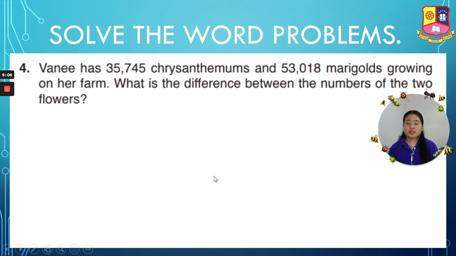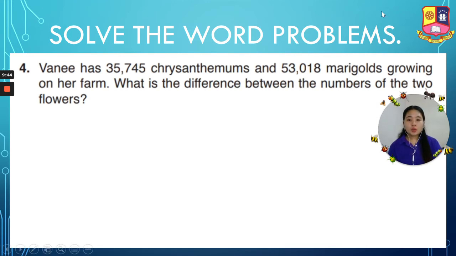So let's read again the problem. Vanny has 35,745 chrysanthemum and 53,018 marigolds growing on her farm. What is the difference between the numbers of the two flowers? Okay, so if we go back to the question, the one that we are looking for is the difference. So what is the operation if the question is difference? Yes, so that is subtraction.